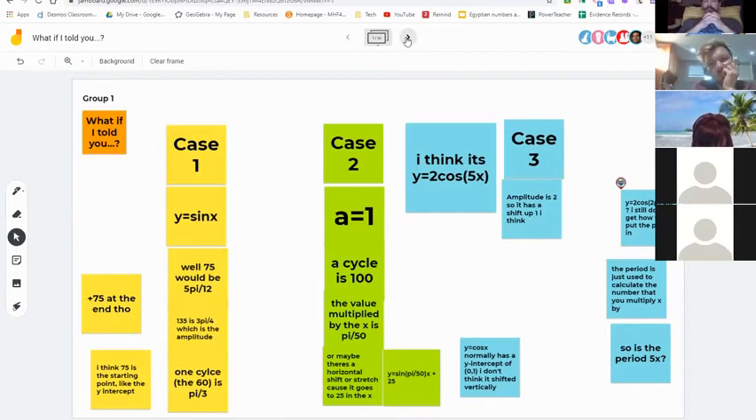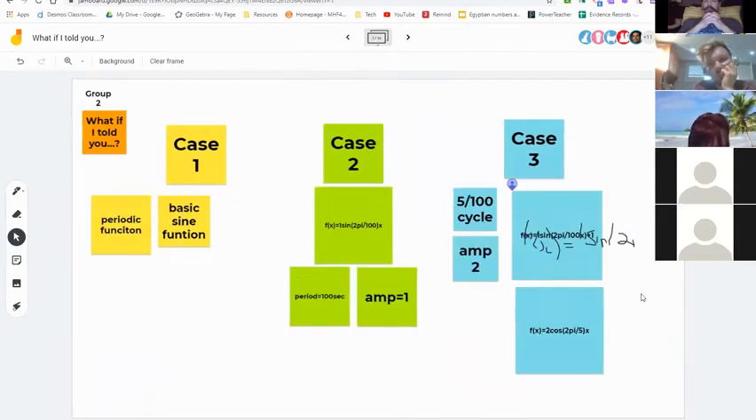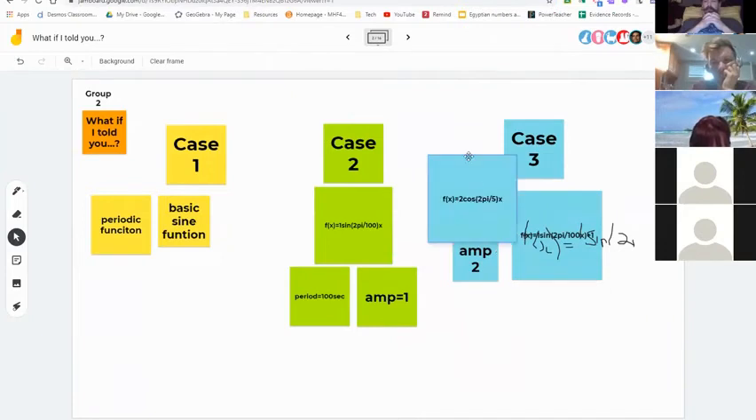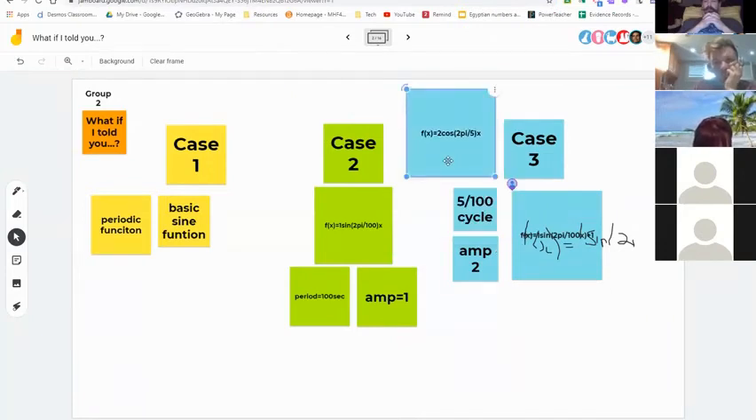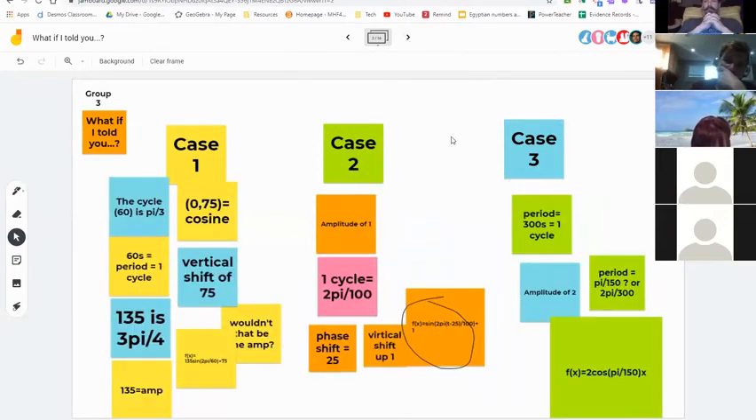We'll see what team 2 says. I think they're working on it. The amplitude is 2. There's a function here. I'm going to move it up a bit. 2 cosine of 2 pi over 5 times x. Okay, that is interesting. I wonder if there was a shift up or down, but this is good.